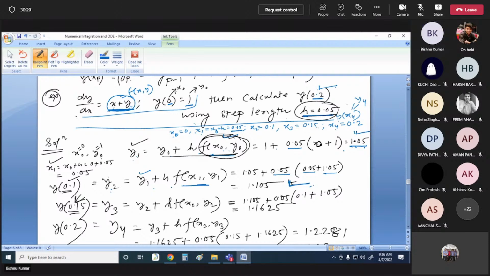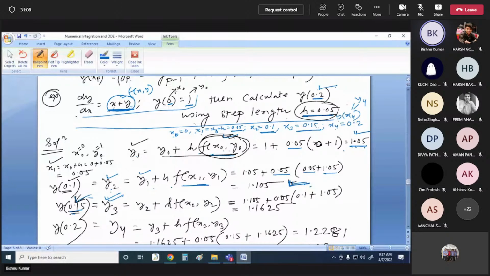After getting y2, x2 is also clear. X2 is x1 plus h, so x2 is 0.1. Y2 is already calculated. With the help of x2, y2, you calculate y3, the value of y at x3. X3 is 0.15, as I told you, but that is still not my answer. So I calculate y3 with the help of x2, y2. The formula is y2 plus h f of x2, y2. Both x2 and y2 are clear. In the several variable function, you just put these two values, meaning addition, and you will get y3.